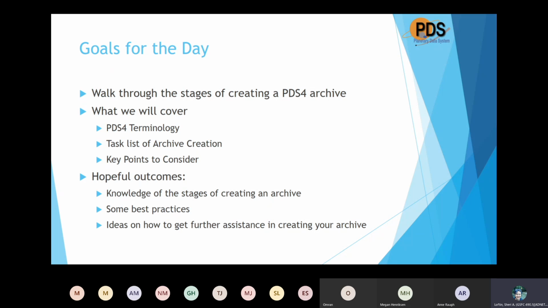And then we're going to cover some key points. So hopefully at the end of this, you're going to know the stages, know where to begin, know what step you need to do next, so you'll not get lost during the archive process. You're going to have a few best practices ideas to have in mind so that you know where you're going and what's the best way to get done what you need to get done, and also ideas on how to get assistance should you need it.